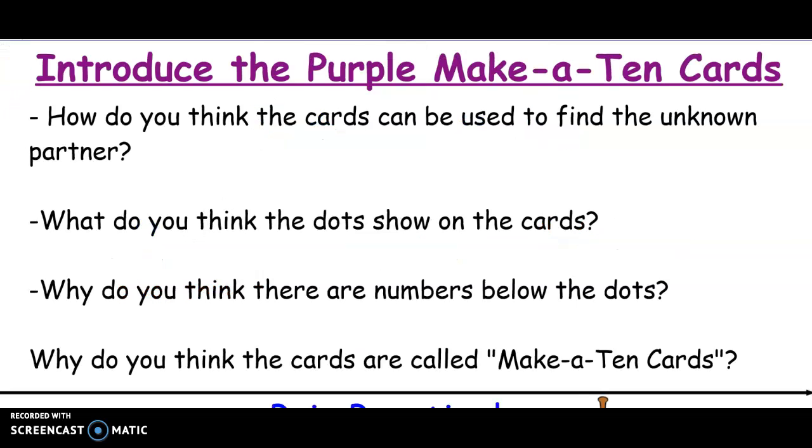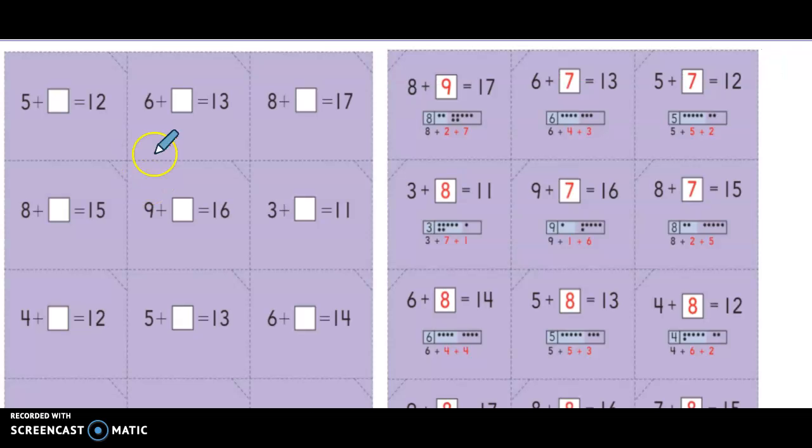Okay, so in your workbook, you're going to have these purple make a 10 cards. You're going to cut them out on the dotted line. You're also going to cut off the little ear marks here. This is the front side. This is the back side. I put them side by side so that you can see what we're talking about as we go through this.